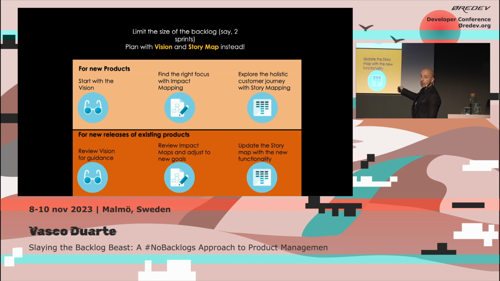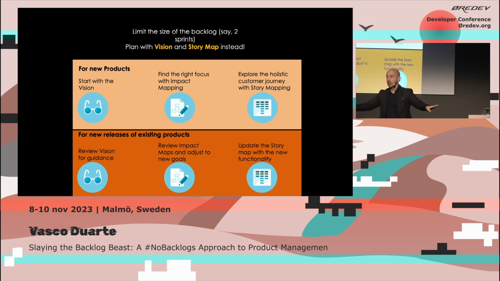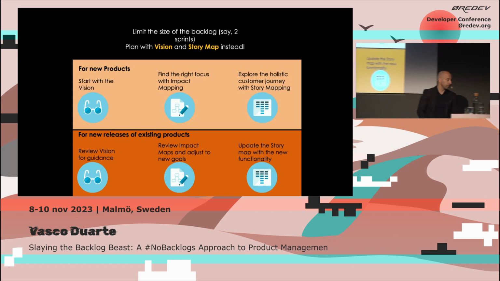It also gives you the strategic perspective in the long term, like release planning and so on. But this is what you need. This is the most important step in deciding what to prioritize. You need this. You need impact mapping. And for new releases of existing products, you basically do the same, but you start from something that was already there. The story map is very important for the long-term planning that the large backlog was supposed to give us, but doesn't, right? But the impact mapping is about finding the goal, finding the value.